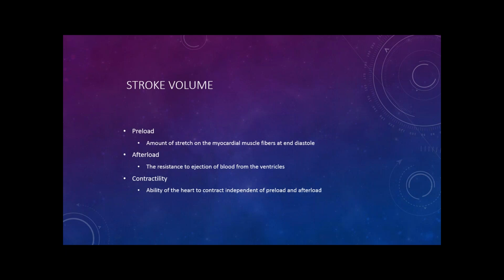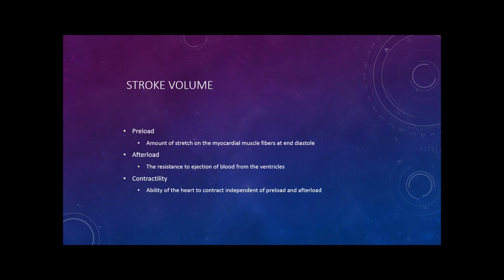Afterload is the resistance that the ventricle must overcome in order to open the aortic valve and actually push against the systemic resistance and get the blood to flow out to the aorta, okay?